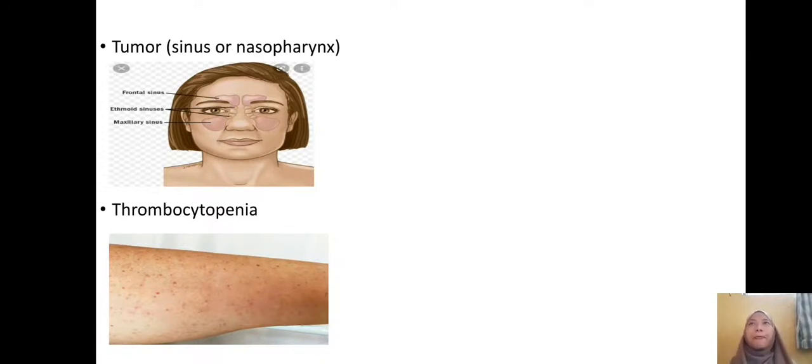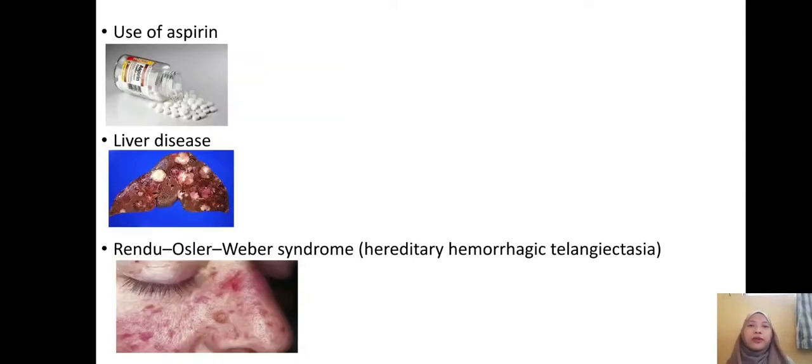Thrombocytopenia means a persistent decrease in the number of platelets inside the blood that is often associated with hemorrhagic conditions. And use of aspirin, liver disease, and Rendu-Osler-Weber syndrome, such as hereditary hemorrhagic telangiectasia.